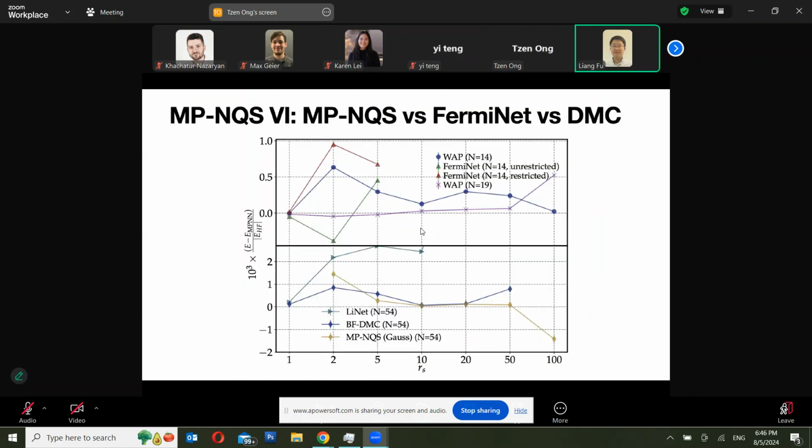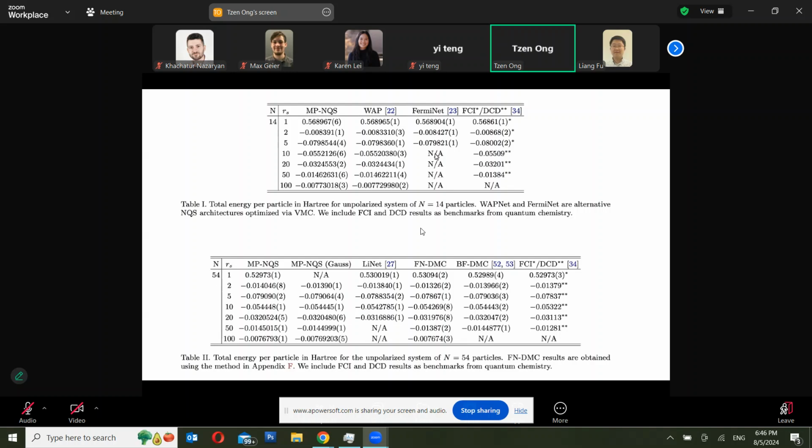Which one is the plane wave? Plane wave is zero. They take plane wave to be their baseline, which is zero, and then compare everything else with respect to plane wave. They show very close convergence compared with full CI for 14 electrons, and for 54 electrons they compare with full CI as well as DMC results. So it's not bad. Okay, sounds good. Yeah, that's it.